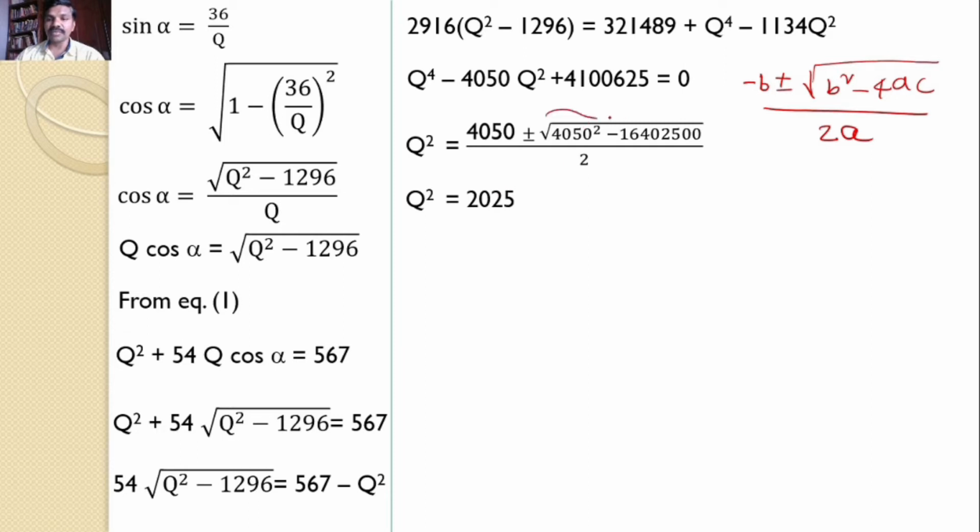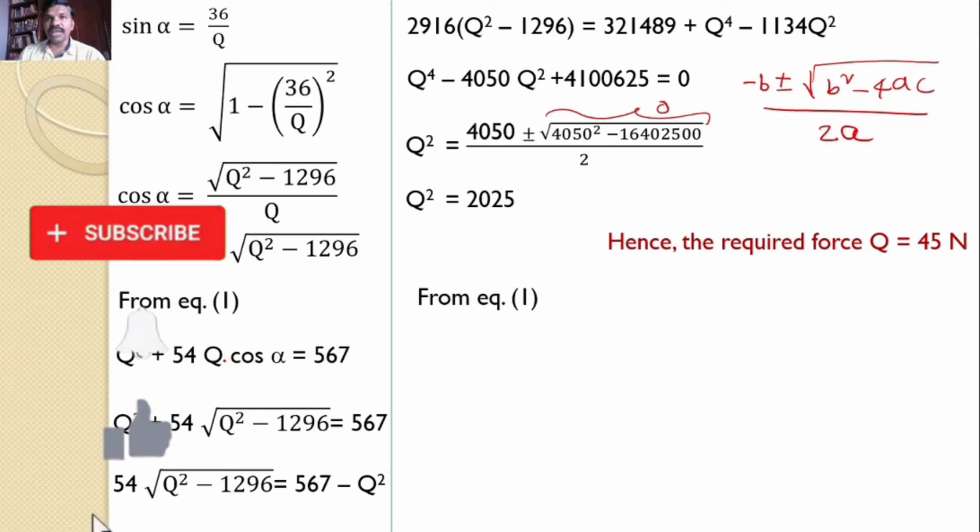So this square root term becomes 0. Now, since q square is equal to 2025, q value becomes square root of 2025, which gives 45 newtons. Hence, the required force q value is equal to 45 newtons.